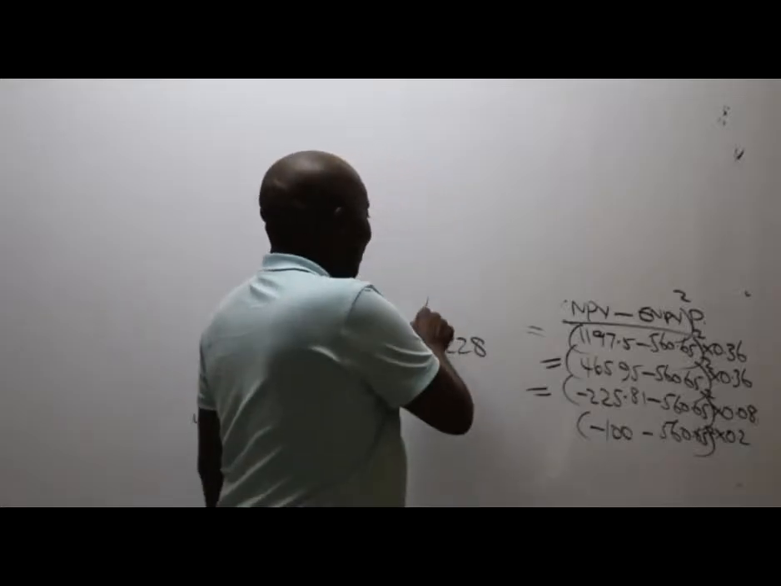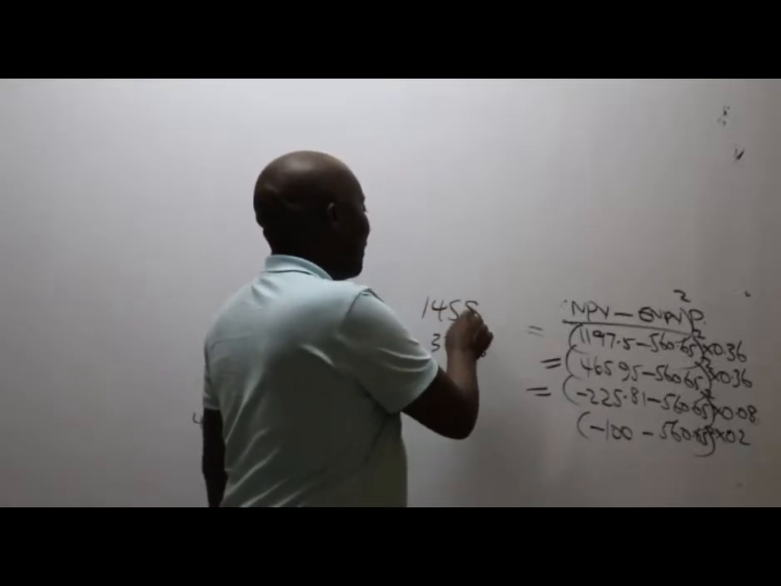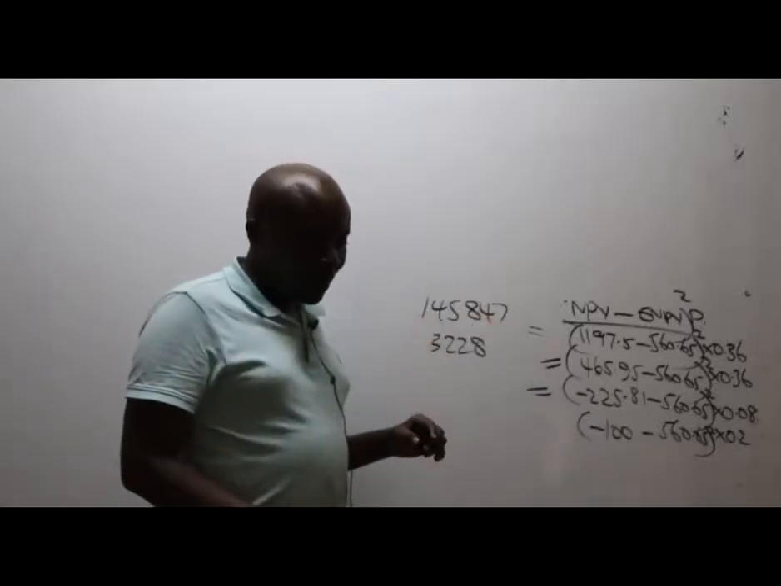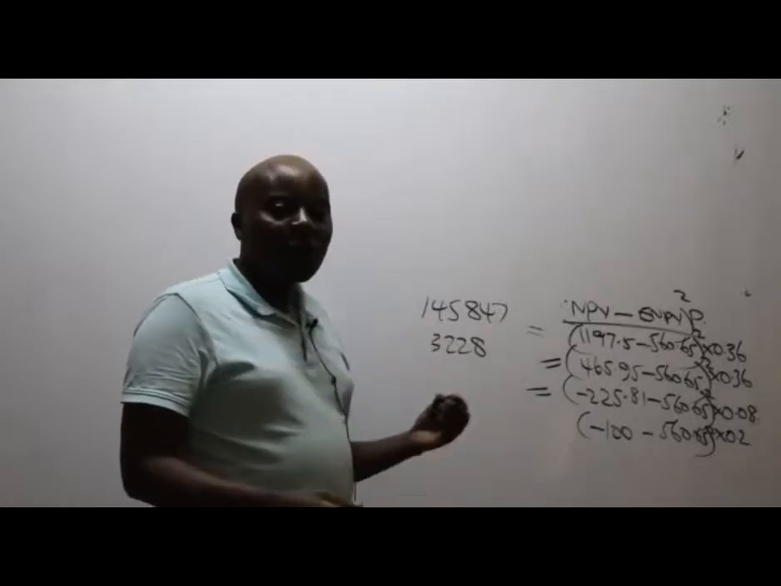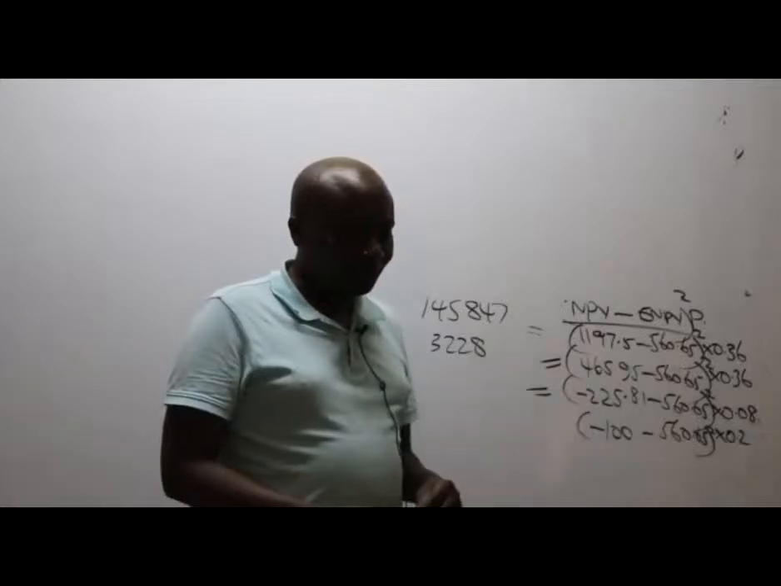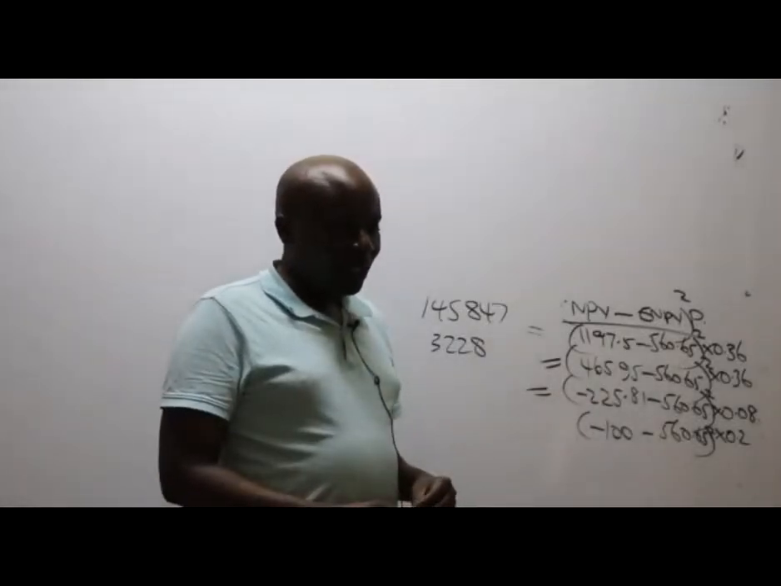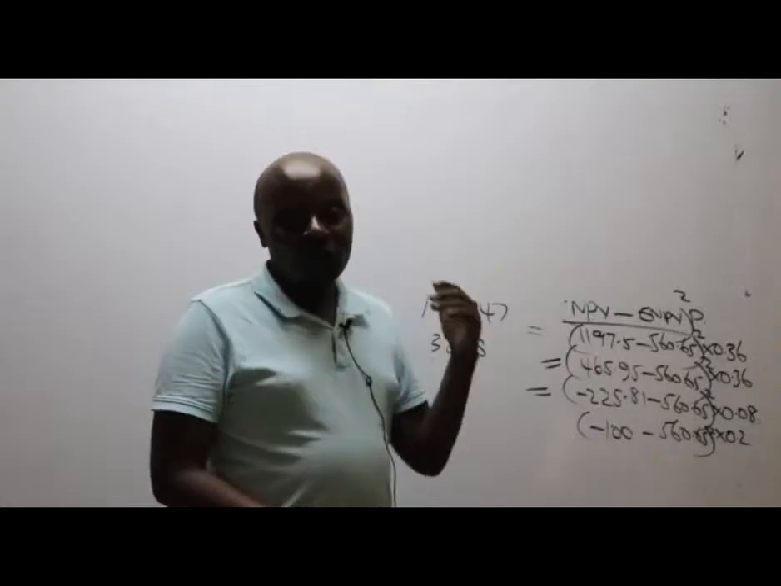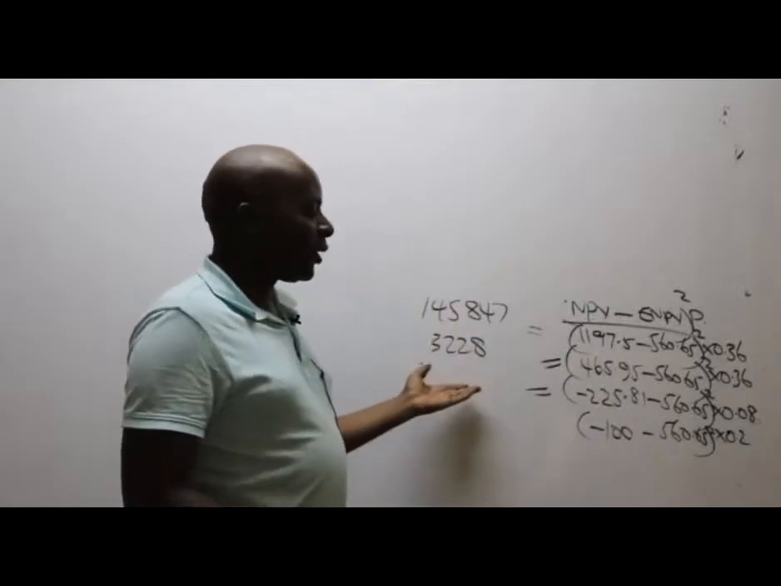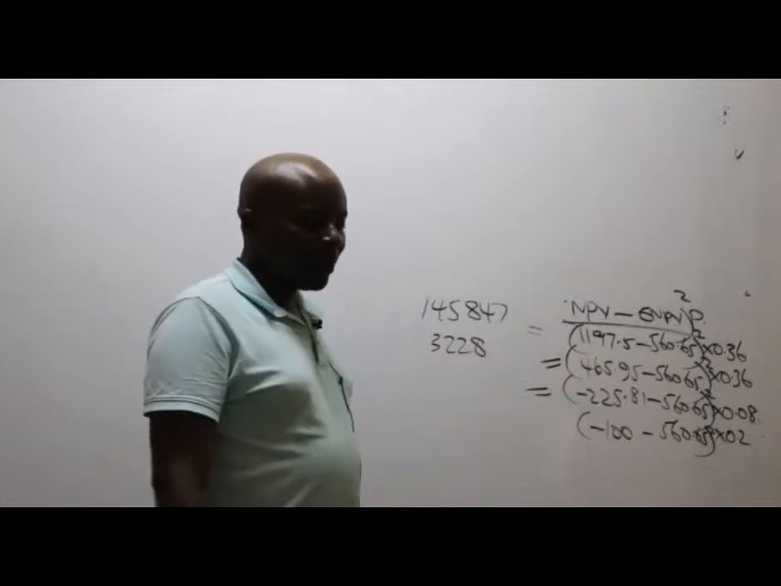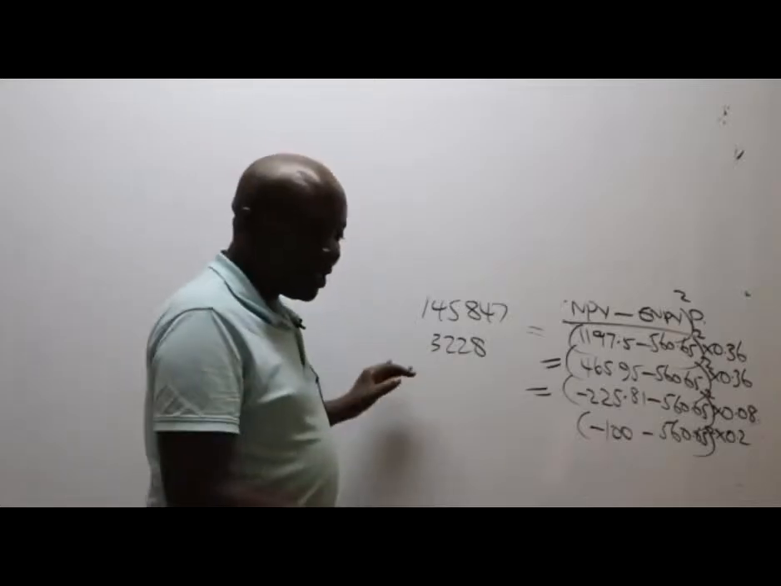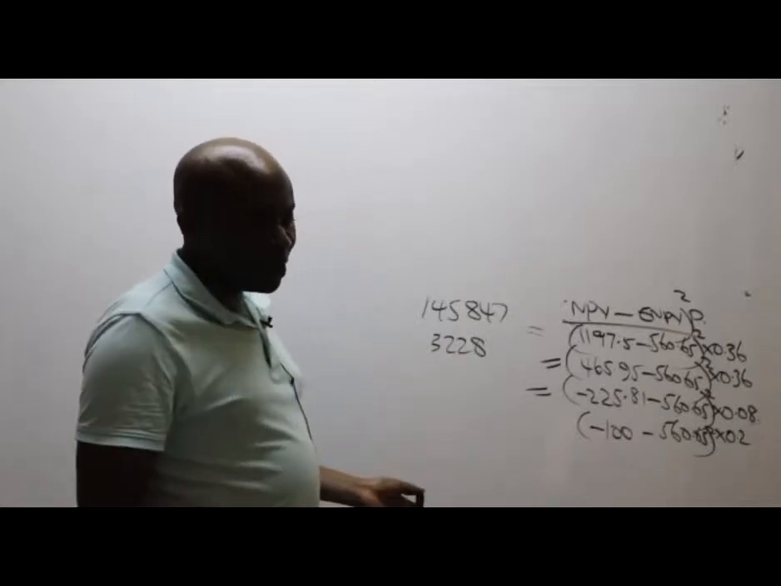145,847. Let's not fight. Let's just work with whatever figure you have there. Those are rounding off errors, because I'm aware some of you never used 560.65 there. We are children of the same mother. Let's go to the third one. The third one is 145,840. No, you guys are confusing me now. We are not on the first one now.